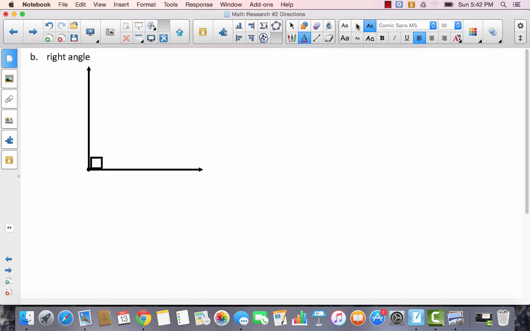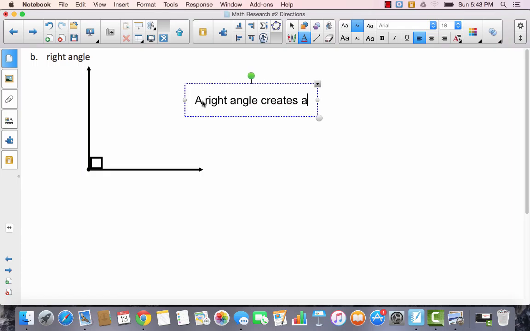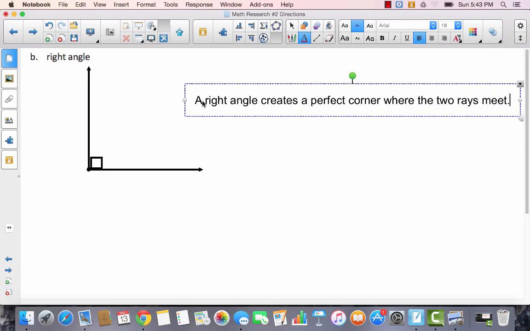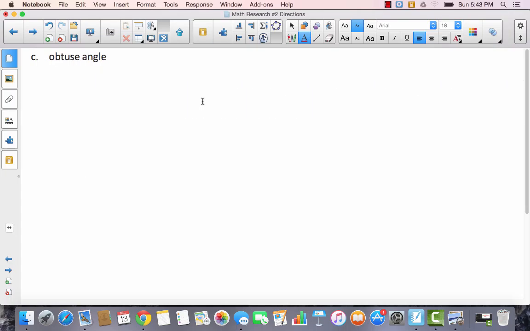So we're going to say that, let's see if I can go ahead and type this. A right angle creates a perfect corner where the two rays meet. I don't know what else to say. I guess I could say it's exactly a right angle. That really doesn't seem like a very good explanation. Okay, so now let's try an obtuse angle.